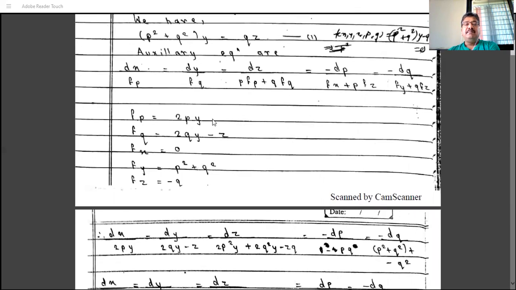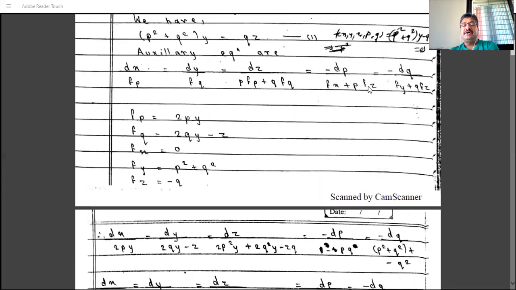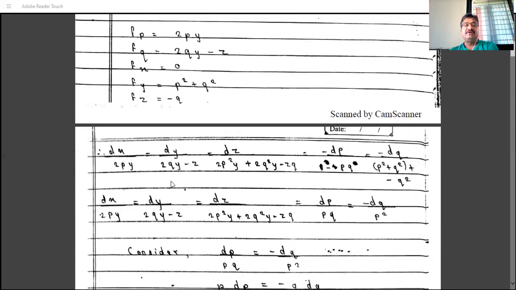Then what is fp? Fp, the derivative with respect to p, is 2py. The fq is 2qy. Fx is 0 because there is no x in this f. Fy is p square plus q square. And fz is minus q, the partial derivative with respect to z.